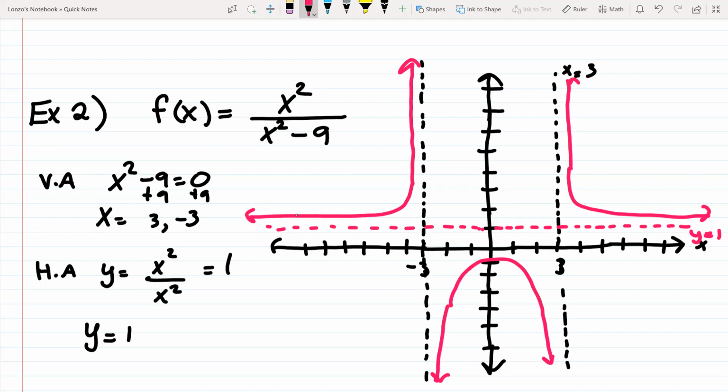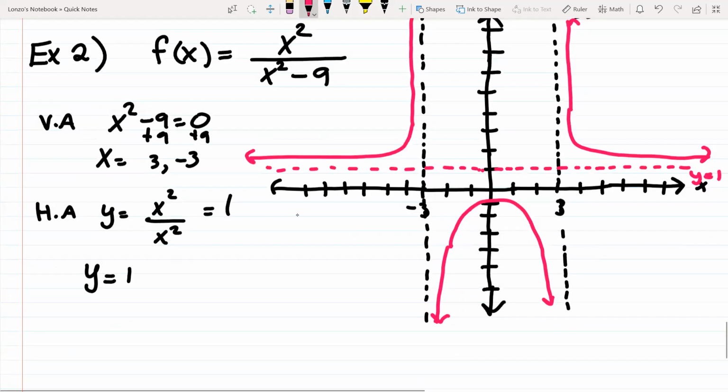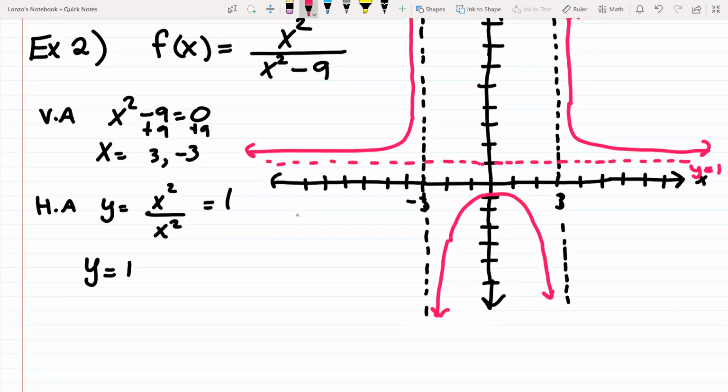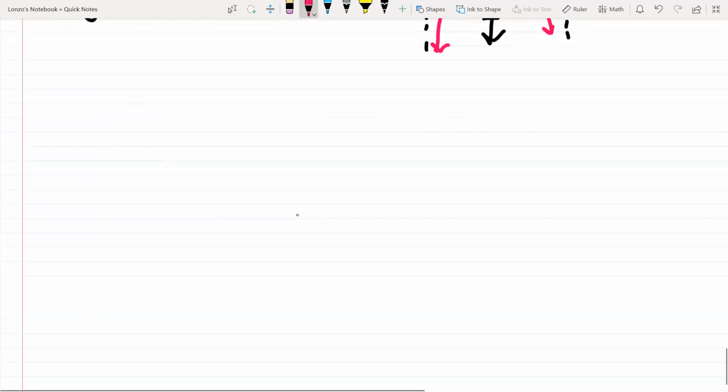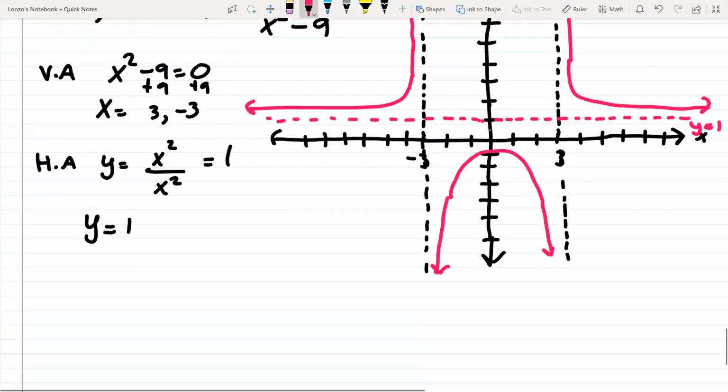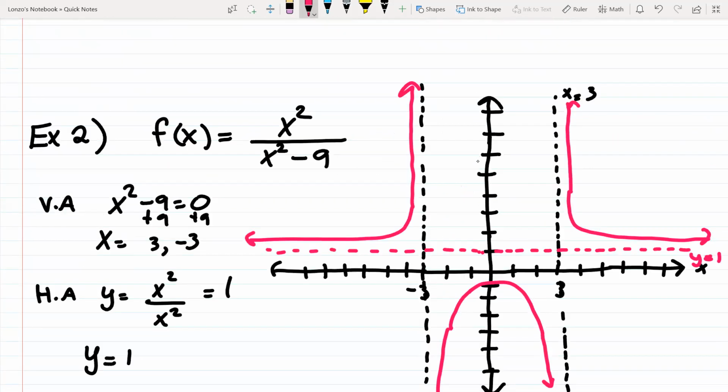So let's find where it's increasing and decreasing. There is a part where it's increasing and a part where it's decreasing. I think it's increasing from negative infinity to -3. So it's increasing here. And then it's decreasing from 0 to 3 and 3 to infinity.